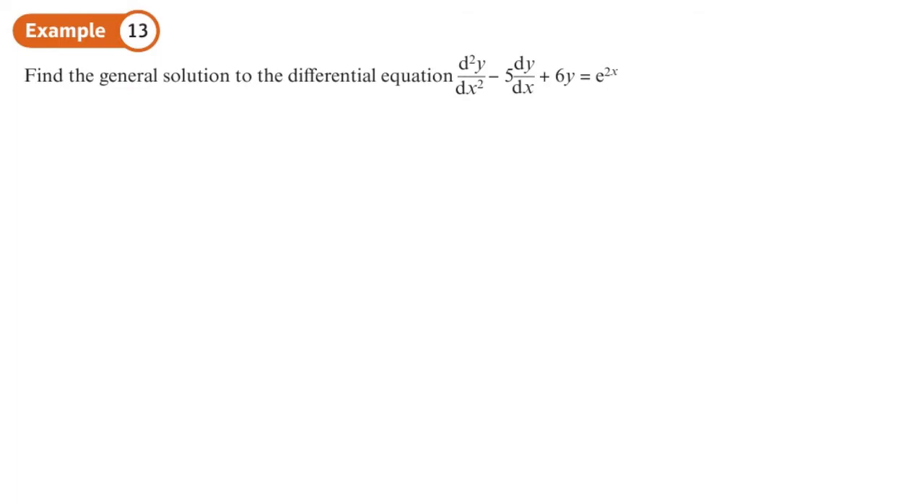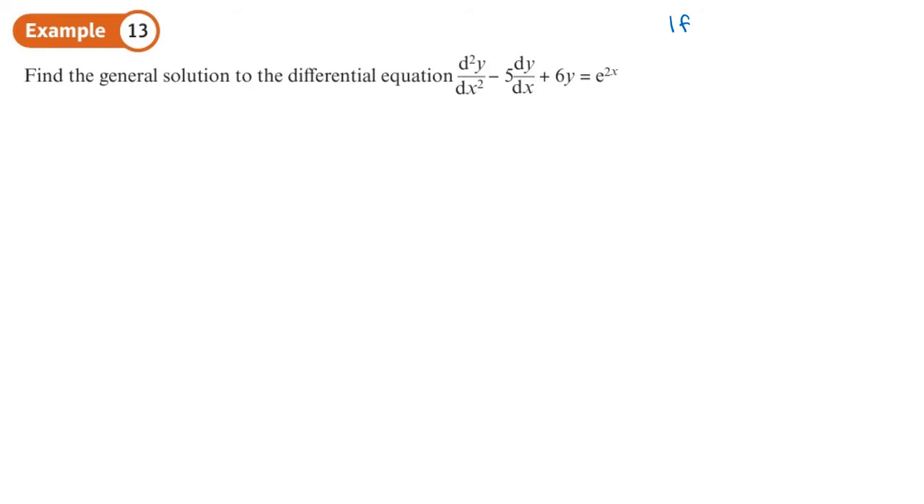Now this example and the next one illustrate a problem that could occur, and that's to do with terms that you get in your complementary function. If when you've worked out your complementary function you get a particular term in there, if that term occurs in the particular integral, you must multiply the particular integral by x or even x squared. Okay, so I'll write that down and you'll see that as we go through the example.